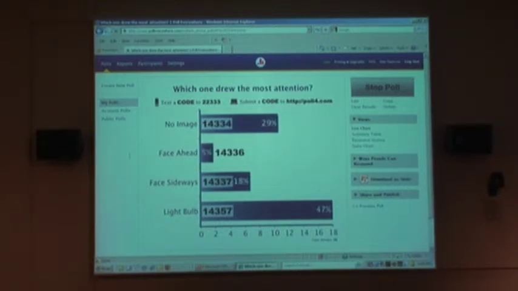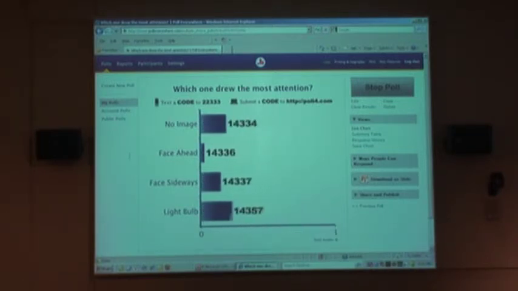So we're up to 38 total results. The light bulb is winning so far. Up to 46. Face sideways is getting a little bit up there. No image is getting a little bit up there, and hardly anybody likes the face ahead. The face ahead one does have a little bit of a, I don't know, she's looking sort of like staring straight out.